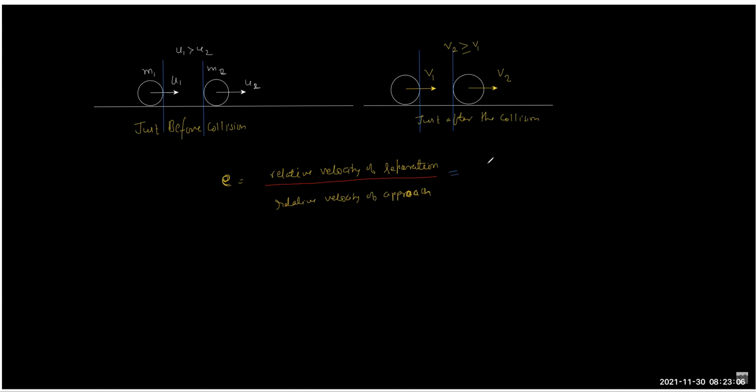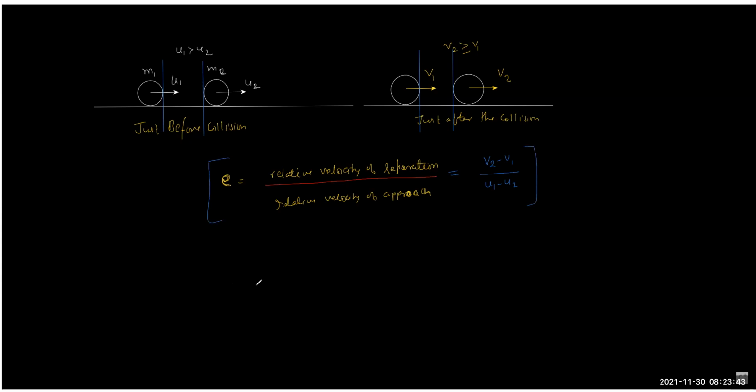So velocity of separation will be equal to V2 minus V1. And in the worst case scenario, it can be 0, because if V2 and V1 are equal, then this is 0. It means they will not separate at all. And the approach will be equal to u1 minus u2, because u1 has to be more than u2. But it is also not necessary that every time everything is moving in the same direction. In many cases, you will come across that they are moving in opposite directions. But the definition remains the same.